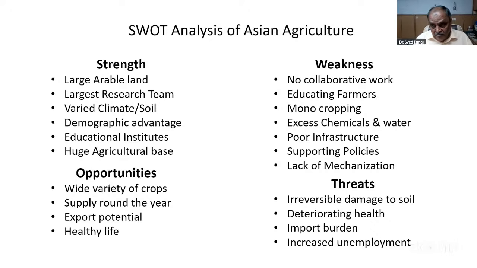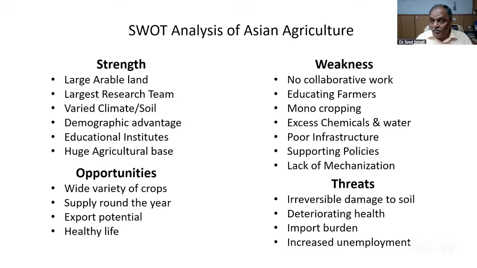Threats, what we have right now: the threat is irreversible damage we have done to the soil. We have to reclaim it. The soil health is deteriorating slowly. We have to stop it. We have an import burden. India, for example, imports vegetable oil, second only to fossil fuels. It's a big problem. Certain countries import a lot; I was shocked to see vegetable imports. Nepal imports vegetables too. This is something we can stop.